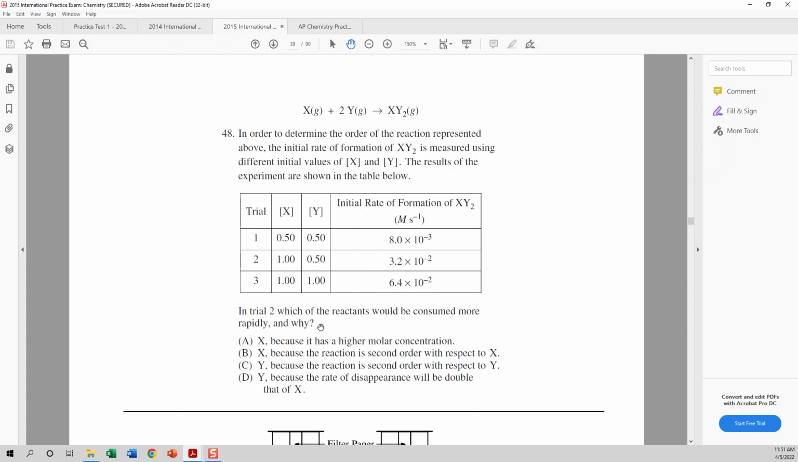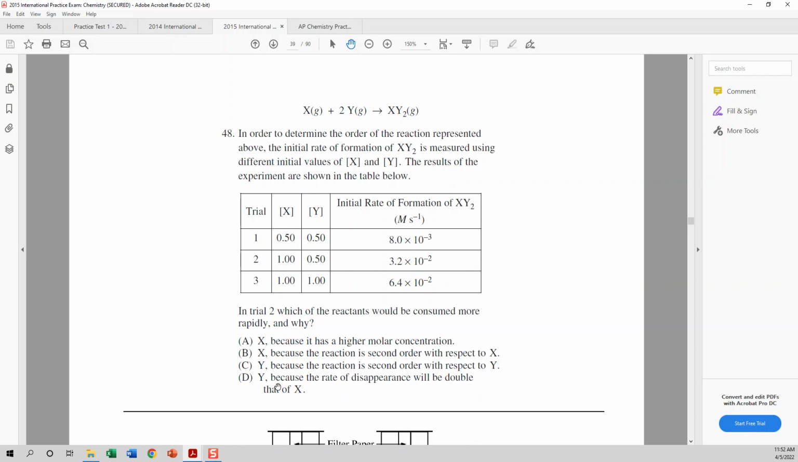All right. This has nothing to do with the data here, and it has nothing to do with the initial concentrations. This is a stoichiometry question. You lose Y twice as fast as you lose X. It's a 1-to-2 ratio. So it would be D. Why? Because the rate of disappearance will be double that of X.